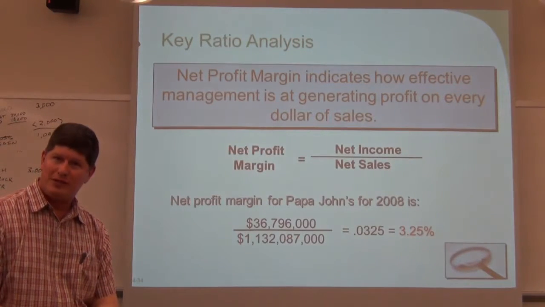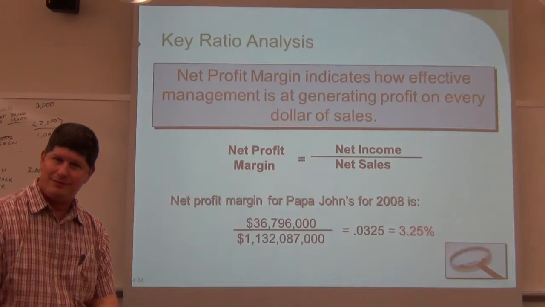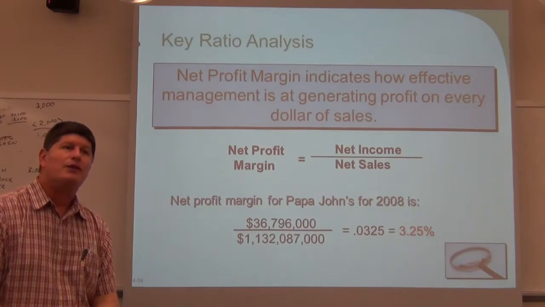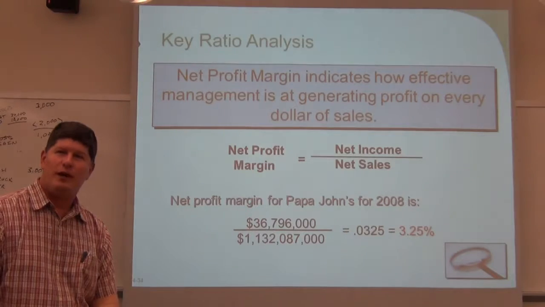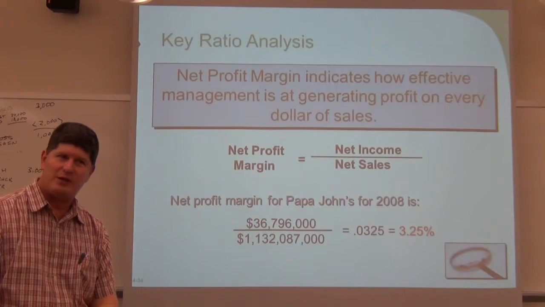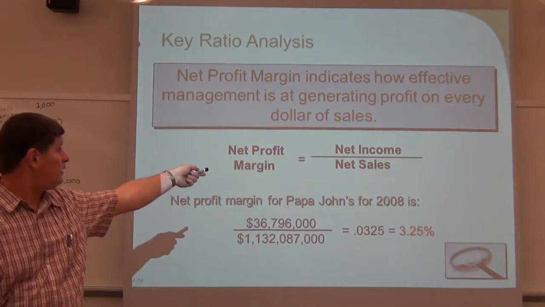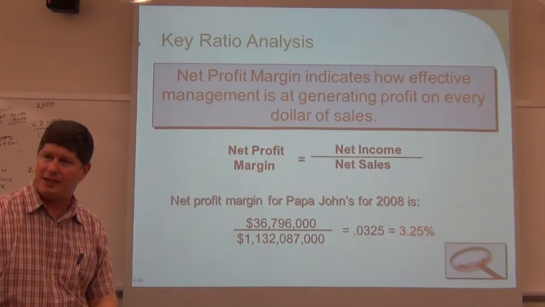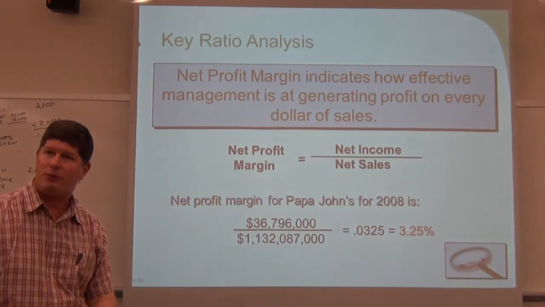All right. New ratio. I think we've seen this. Net profit margin. Revenue minus expenses gives you what? Net income. Remember how we calculated general and administrative expenses as a percentage of sales? Net income divided by net sales gives you net profit margin.